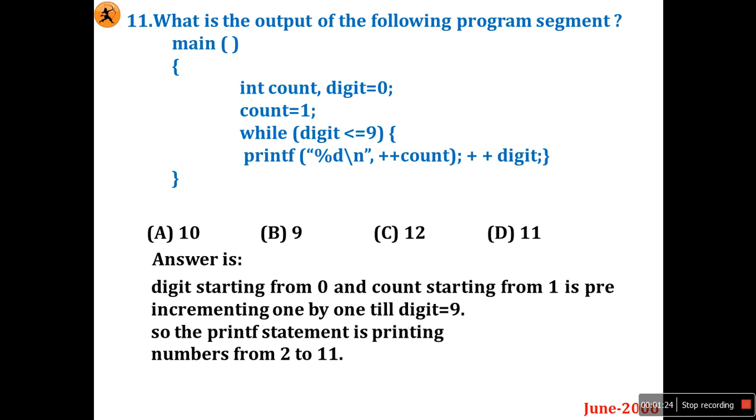Digit starts from 0 and count starts from 1, and count is pre-incrementing by 1 till digit reaches 9. Digit going through 9 means the total execution of this loop is 10 times. So count is pre-incrementing, initially 1, now the first pre-increment is 2, up to 11. So the printf statement is printing numbers from 2 to 11. So the answer is 11. It is a very easy question.